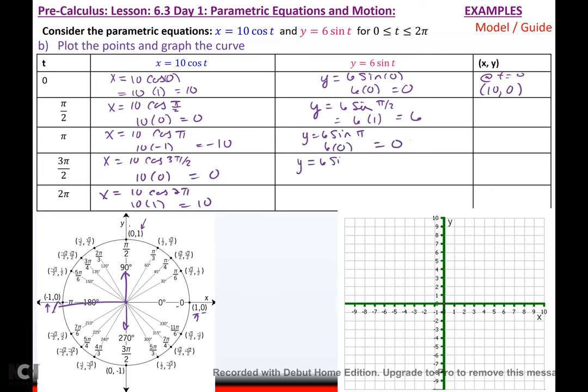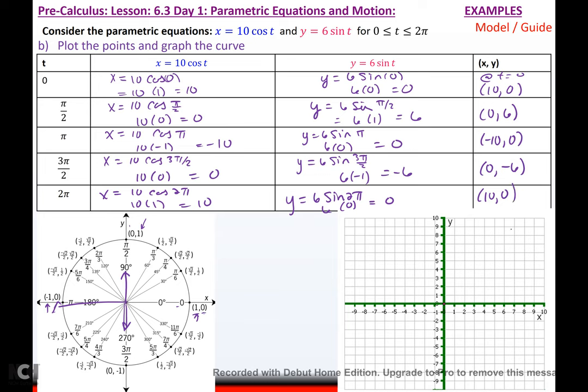Y equals 6 times sine of 3 pi over 2. 3 pi over 2, sine is negative 1, times 6 is negative 6. And at 2 pi, 6 sine of 2 pi, sine of 2 pi is 0, 6 times 0 is 0. So this ordered pair would be 0, 6, this ordered pair would be negative 10, 0, this ordered pair would be 0, negative 6, and this would be 10, 0.